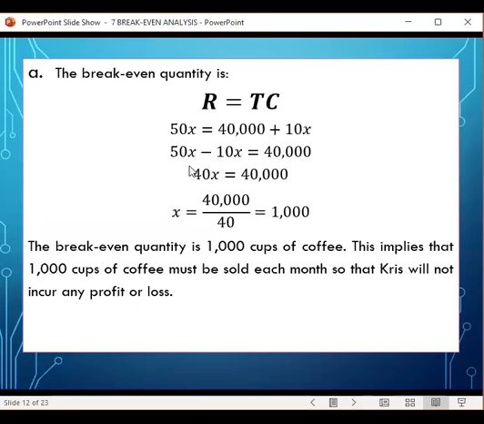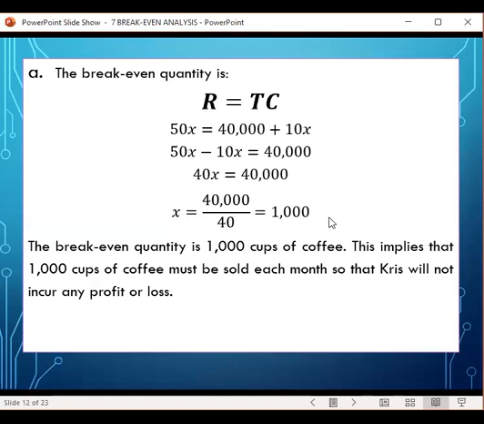You subtract the numerical coefficient, 50 minus 10, you get 40. You copy the literal coefficient, which is x. So you get 40x, which is equal to 40,000 pesos. We need to isolate x, meaning you eliminate the multiplier 40 here. So multiplying both sides by 1 over 40, you have 40,000 pesos over 40, you get 1,000.